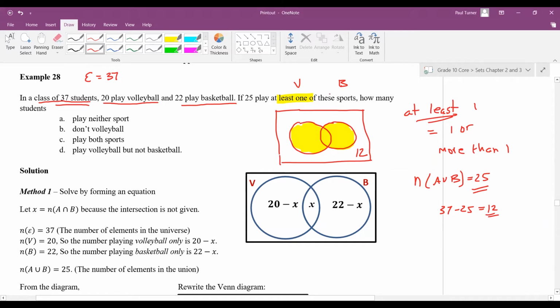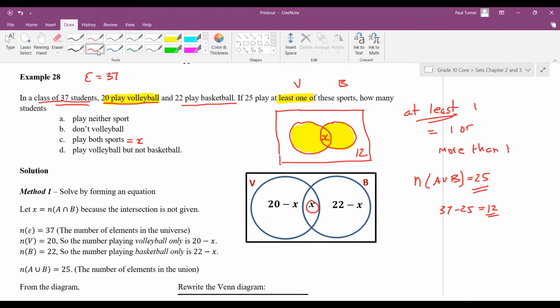But what you don't know is how many students play both. So you can see what I've done here. I put X in the middle. So we're going to end up with an equation here. So I put X here because this is the number that play both. So that is here, play both sports, X. Okay. And here it says the number that play volleyball is 20.